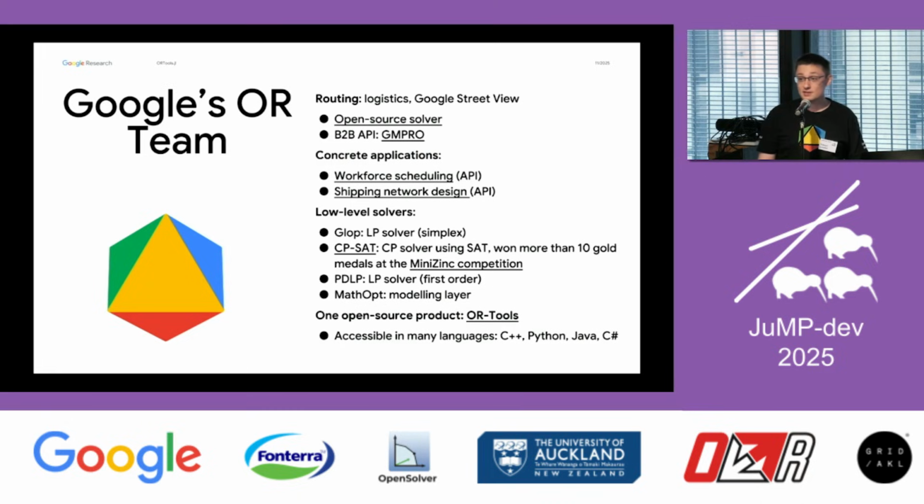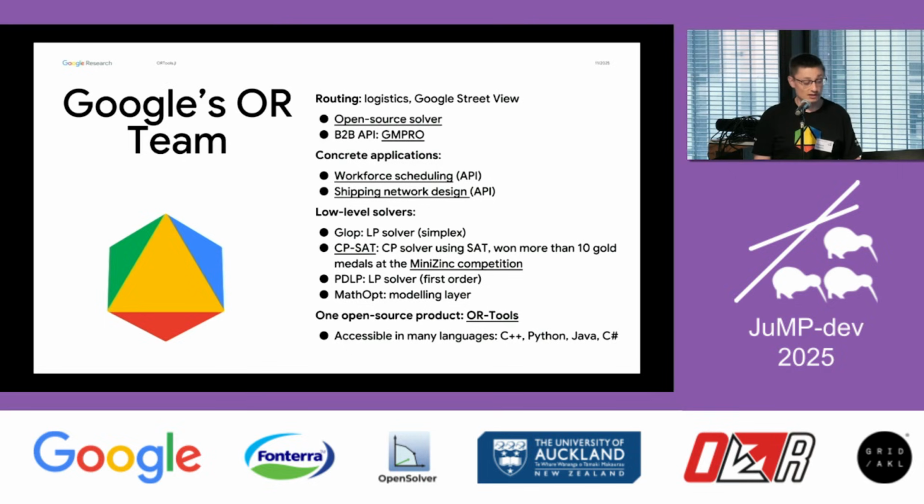Nowadays, the team is mostly divided in two sub-teams, so people working on concrete applications, such as workforce scheduling or shipping network design, which are both APIs you can call freely, and people working on lower level solvers, such as Glop, CP-SAT, PDLP. So Glop is an LP solver that's based on the simplex. We have CP-SAT, a CP solver that's using SAT, well, as the name implies. It's quite good, as it won more than 10 gold medals at the MiniZinc competition in the last few years.